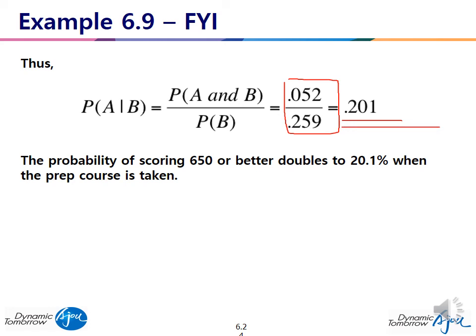The probability of scoring 650 or better doubles to 20.1% when the prep course is taken. So what is his decision? He's going to take the prep course. That's how to calculate.